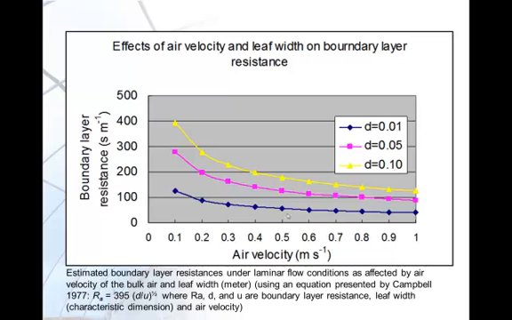So that's why you have 10 centimeter width of leaf, 5 centimeter and 1 centimeter, and the wider the leaf size, the greater resistance you have at the given air velocity. And if you have higher velocity, that means you can reduce the boundary layer thickness and therefore resistance. So the greater the leaf area, or the smaller the air velocity, then you have much bigger boundary layer resistance.